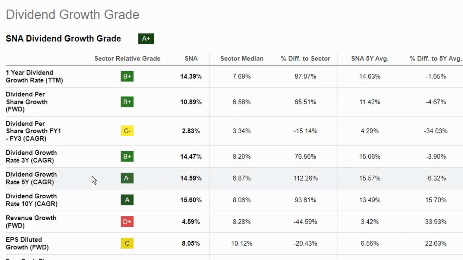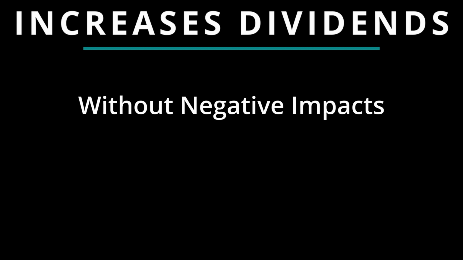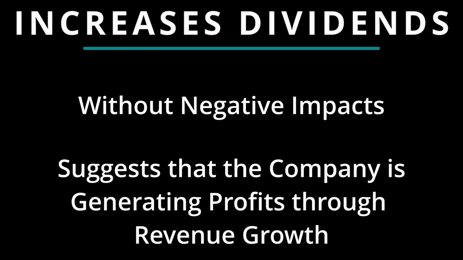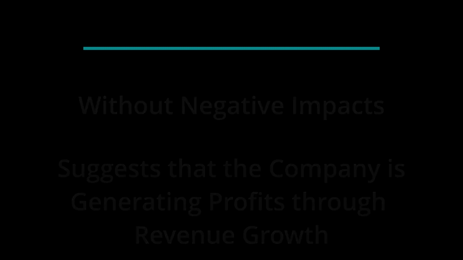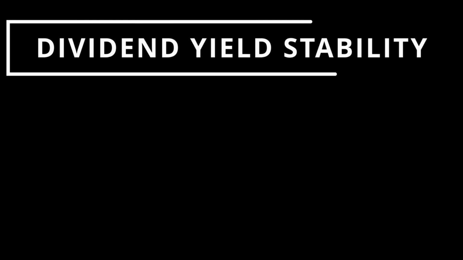14.59%. The idea here is that if a company consistently increases its dividend over time without negatively impacting other financial metrics, it suggests that the company is generating profits through revenue growth. Investors should confirm this by reviewing revenue and earnings per share growth. The second side of the triangle is dividend yield stability.